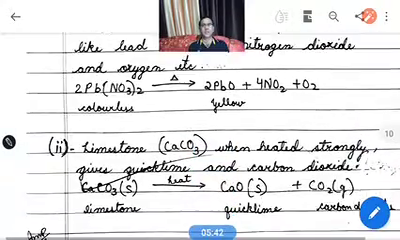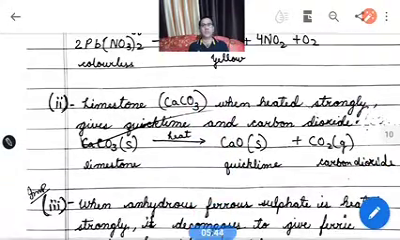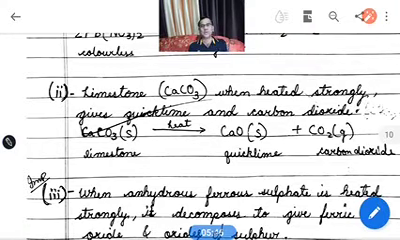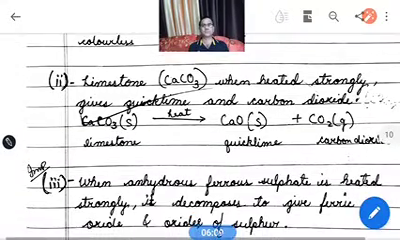Second example, calcium carbonate. Calcium carbonate is also called chuna patthar or limestone. When it is heated in the blast furnaces, it forms calcium oxide plus CO2. It means chuna, quicklime. This chuna quicklime is formed from the limestone only. Limestone is chuna patthar. When it is heated in the blast furnaces at a very high temperature, it forms calcium oxide and CO2. So this is another example of decomposition reaction.